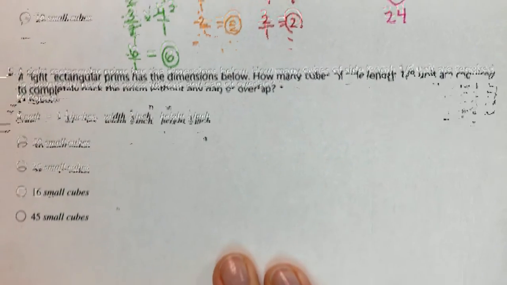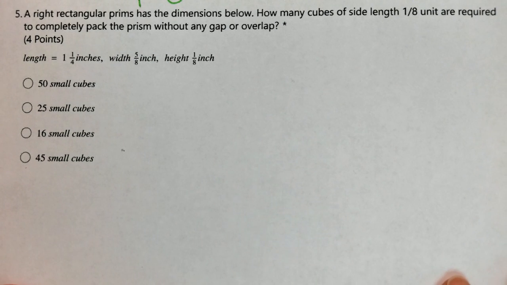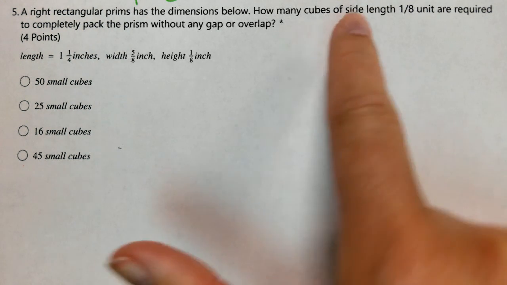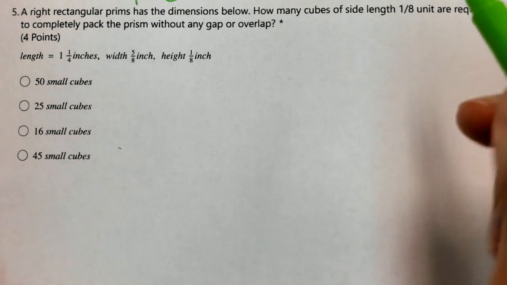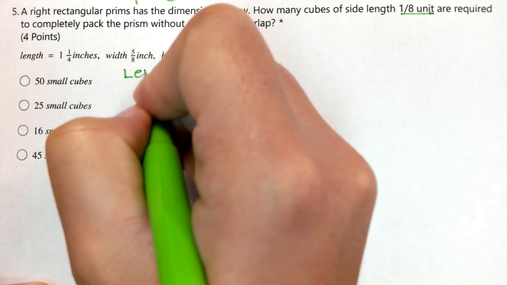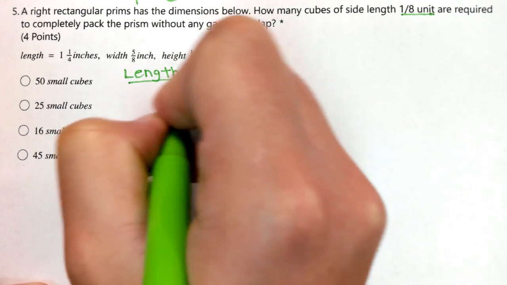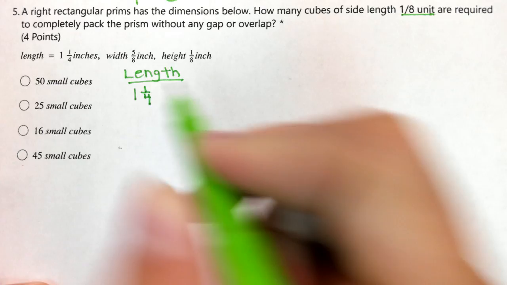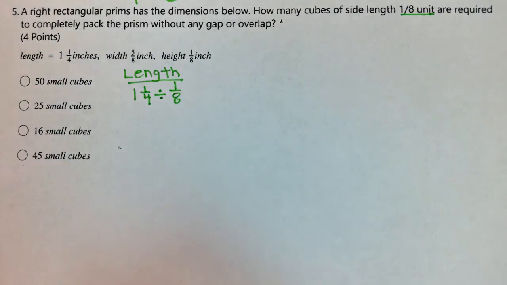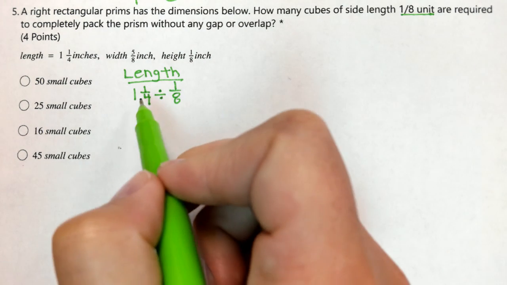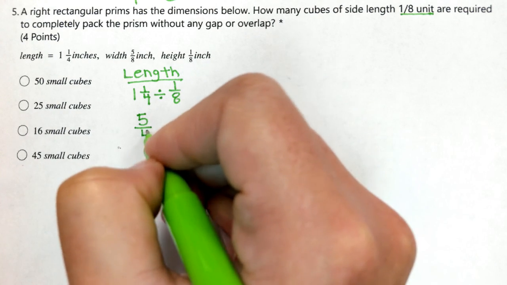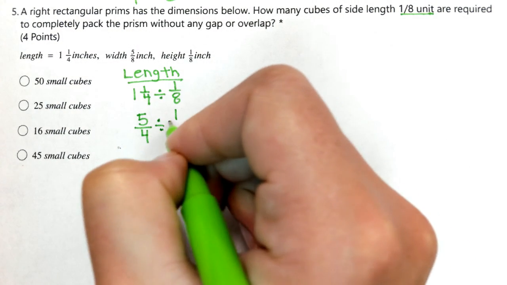Last example is very similar, okay, same process. We have a prism with dimensions below, and this time we have 1/8 unit cubes, okay? So I'm first going to take my length, which is 1 1/4, and I divide it by that 1/8. So I need to change the 1 1/4 to a fraction, so go around the world. 4 times 1 is 4, plus 1 is 5, so 5 over 4, and then dividing by 1/8.